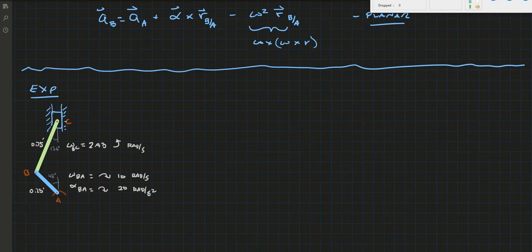These are in feet. Let's imagine an X and a Y direction. Then our task is to find the acceleration of C at the instant shown.